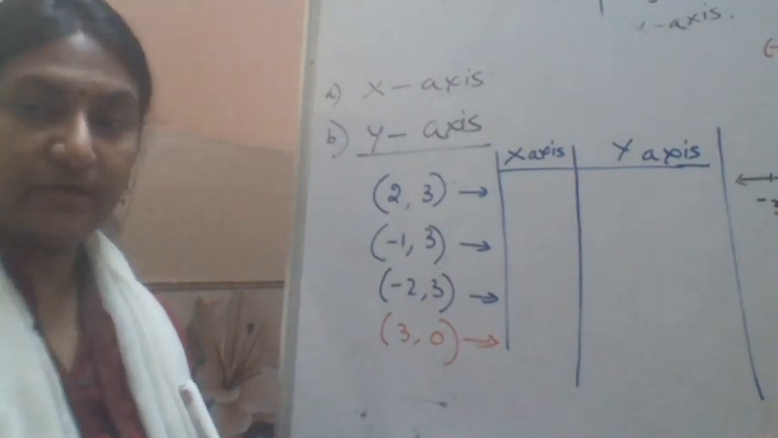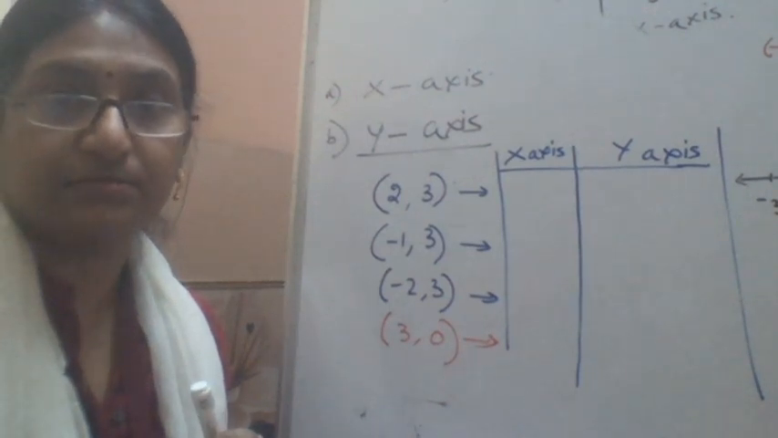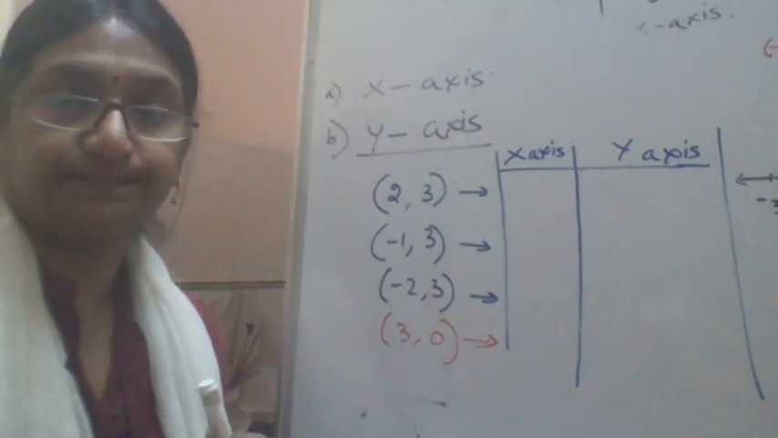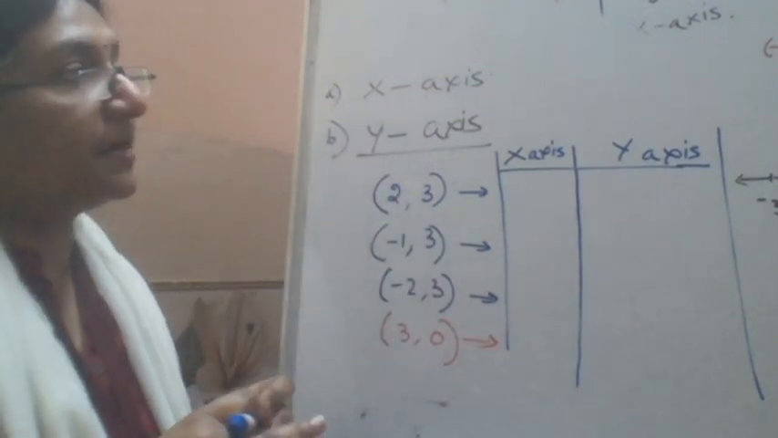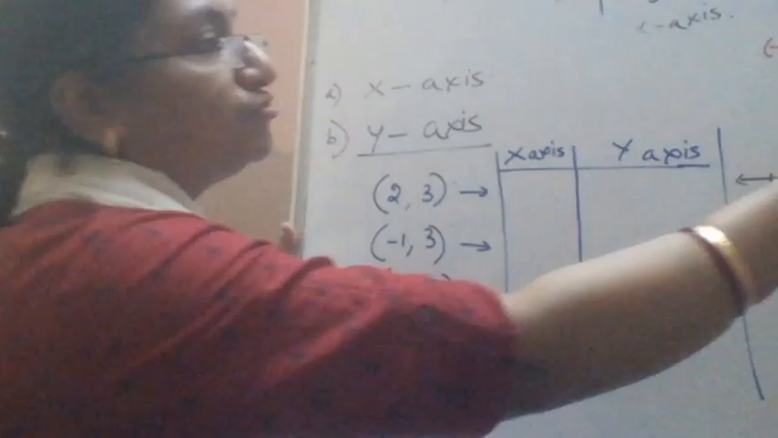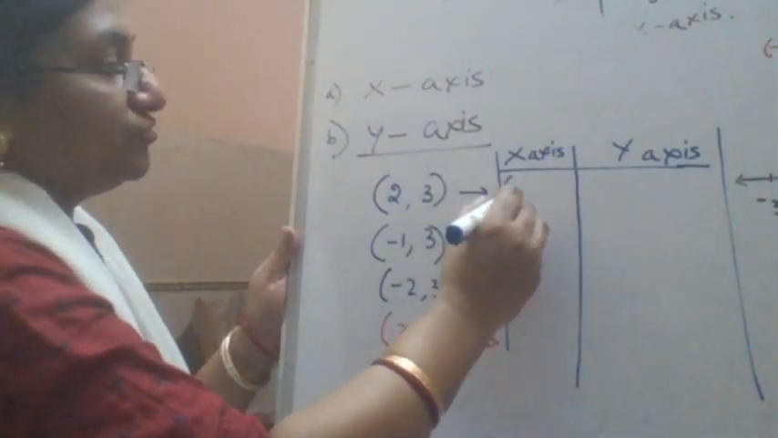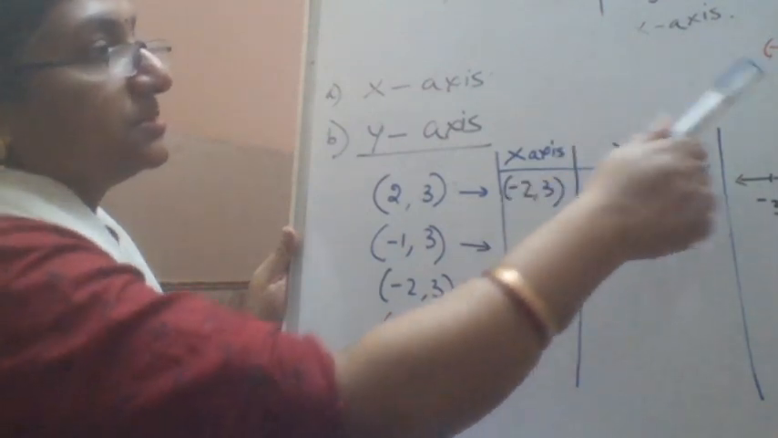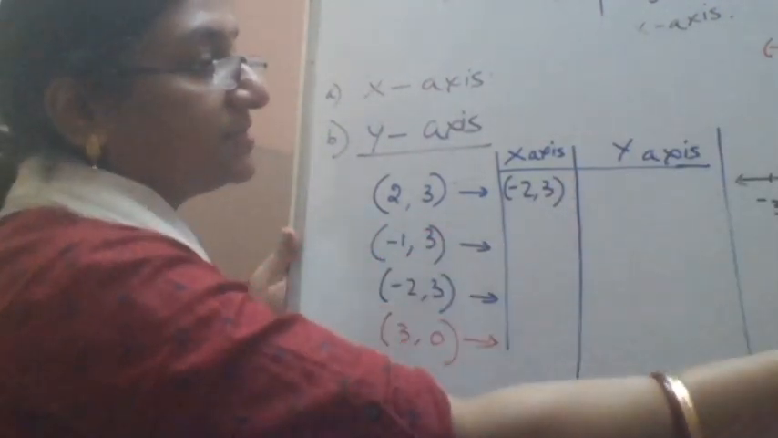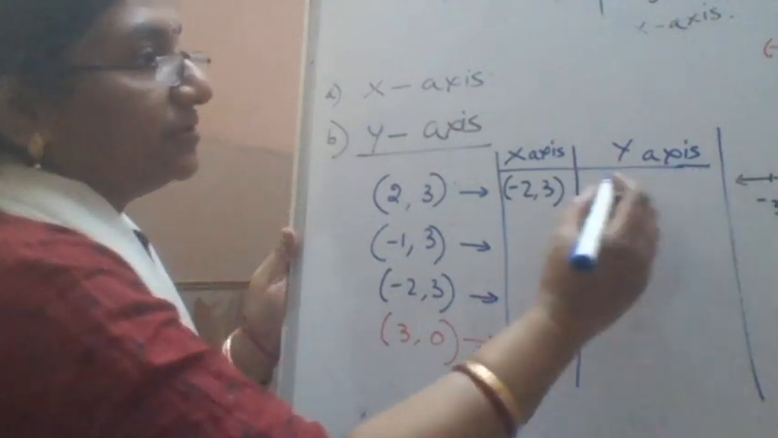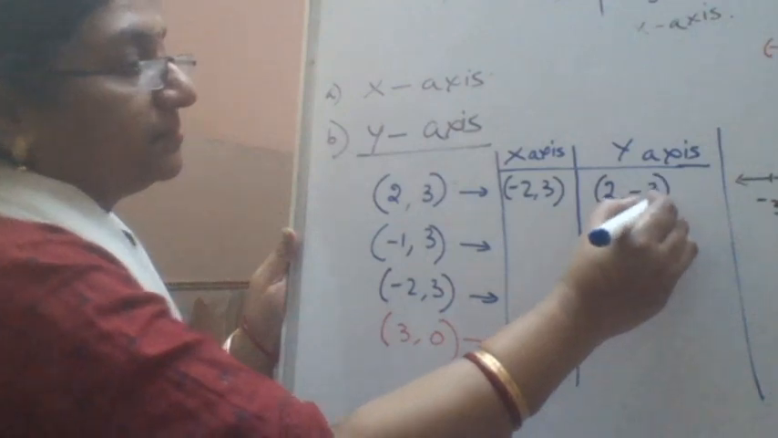Well class, now we will discuss the reflection of a point about the x-axis and y-axis. So 2, 3: where will be the image of this point 2, 3 about the x-axis? This is going to be minus 2, 3. This is minus 2, 3 this point. And about the y-axis, the x-coordinate will remain the same, and the y-coordinate will become minus 3.